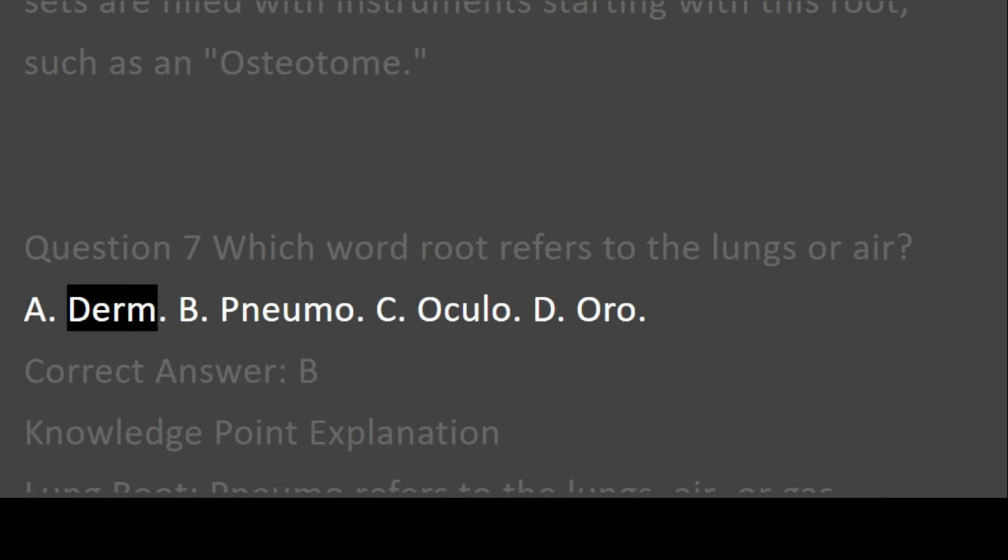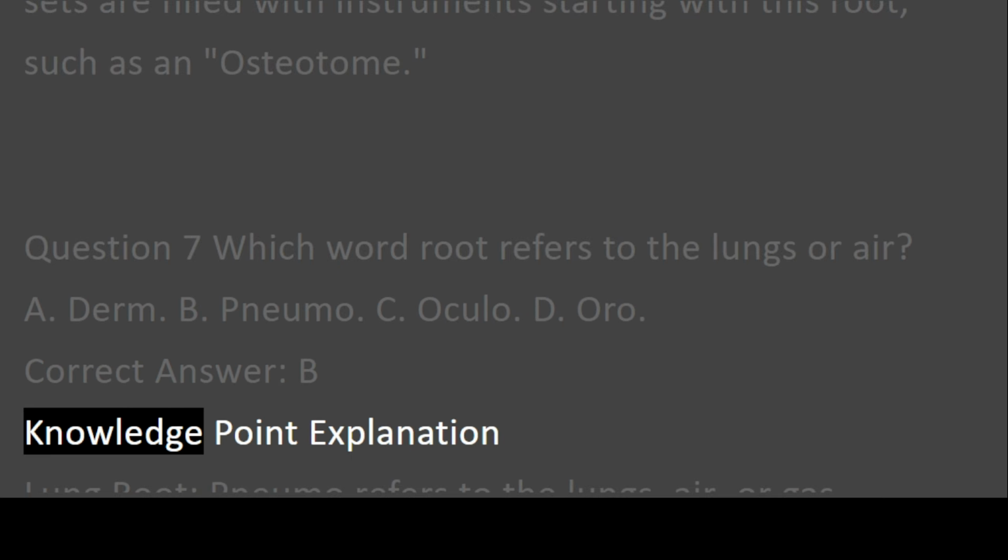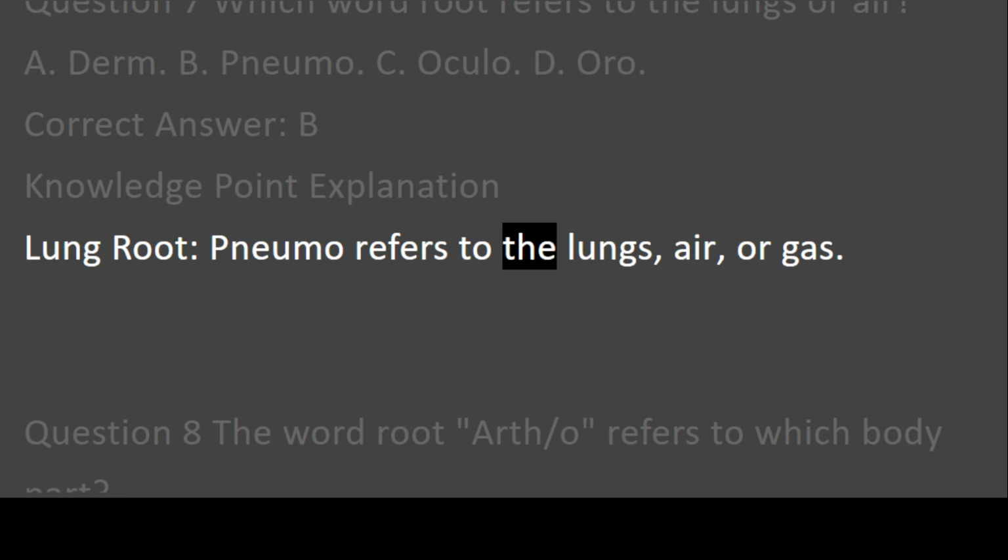Question 7. Which word root refers to the lungs or air? A. Derm. B. Pneumo. C. Oculo. D. Oro. Correct answer, B. Knowledge point explanation. Lung root, pneumo refers to the lungs, air, or gas.